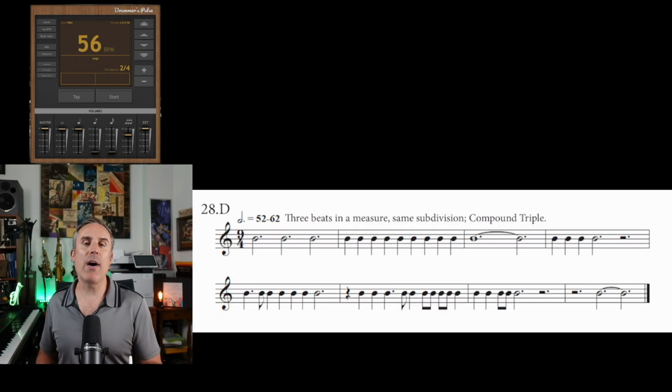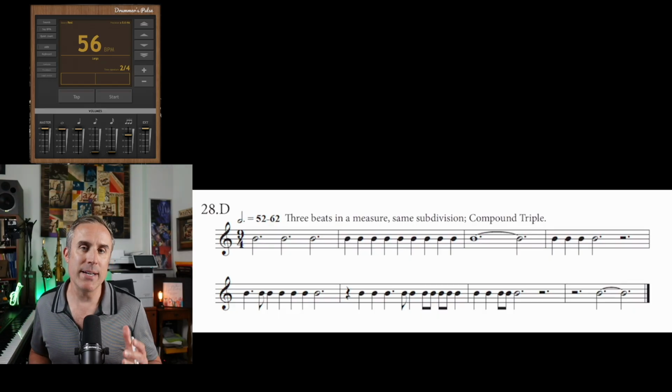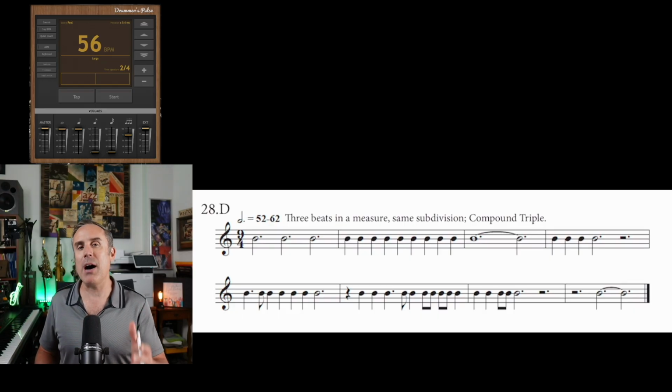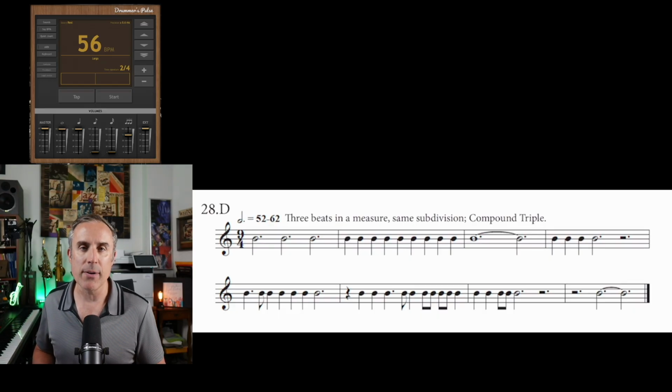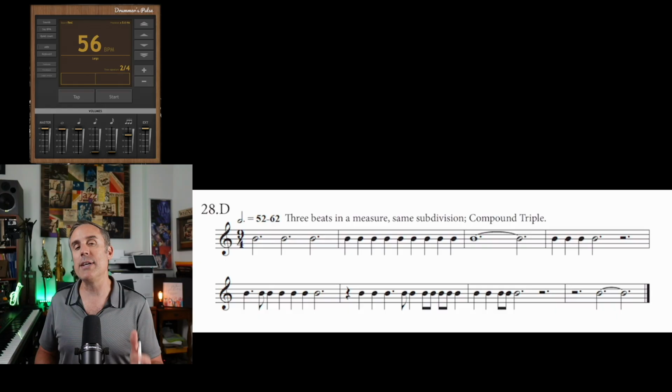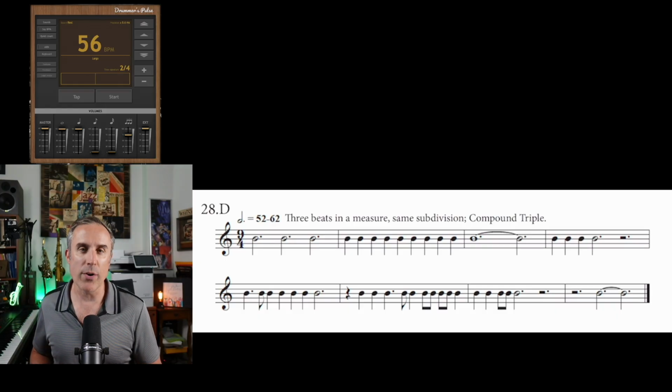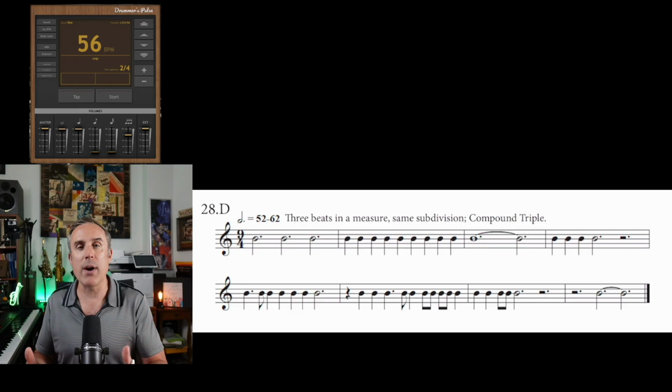All right, let's move on to the next exercise, exercise 28D. This one's in 9/4. This is a compound triple time signature. There are 3 beats in the measure, and the dotted half note, once again, will get the beat, and it is equally divided into 3 quarter notes. Okay, so the difference between 6/4 and 9/4: 6/4 is duple, 2 beats in the measure, 9/4 is triple, 3 beats in the measure. Okay, let's get to the analysis.